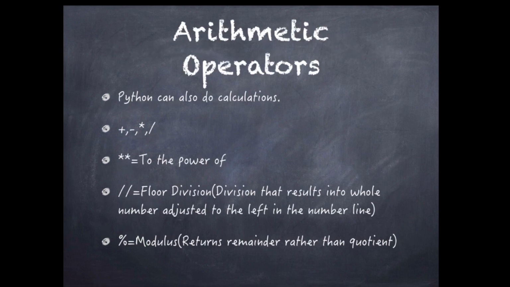So we have the arithmetic operator. Python can also do calculations, which you must have figured out from the word arithmetic. It can do plus, minus, multiplication and division, the basic things. But it can even do exponents, where you put a number, then star star, and after that the power that you want to raise it by.